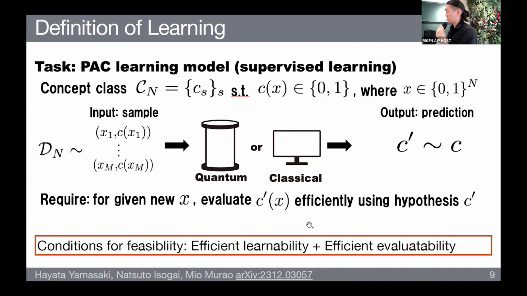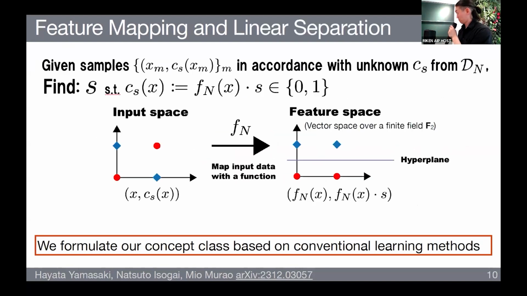The condition for the feasibility of learning is efficient learnability and efficient evaluability. So learning our hypothesis C prime should be efficient, and this C prime should be efficiently evaluated for future input data. Efficient here means polynomial time in the input size, n bits. So we require this, and then we use this kind of model to analyze the computational complexity of learning.